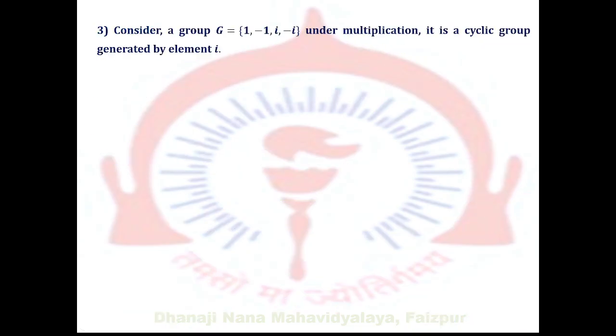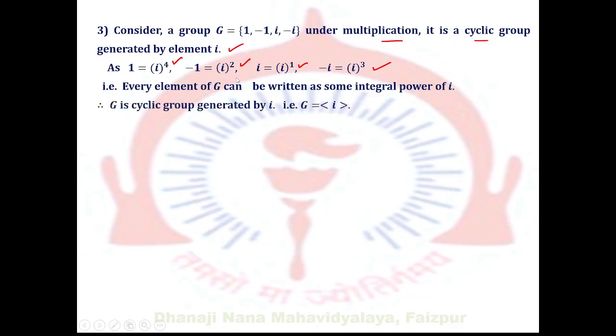Then the third and important example: consider the group G, that is the set containing 1, minus 1, i, minus i, under operation multiplication. It is a cyclic group generated by element i, because every element of G we can write as an integral power of i. So see here, 1 can be written as i raised to 4, minus 1 can be written as i squared, i can be written as i raised to 1, and minus i can be written as i raised to 3. So here every element of G is an integral power of i. So here G is a cyclic group generated by i, and then we write G is equal to this notation, that is, G is the cyclic group generated by i.